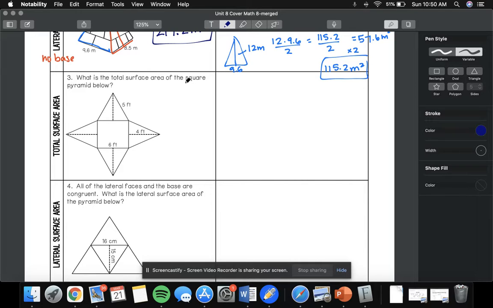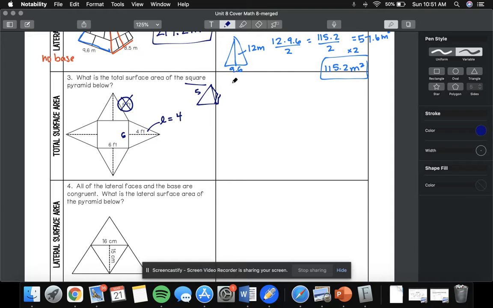All right, this one says, what is the total surface area of this square pyramid? So the base is a square, so that means that each side is 6. And it looks like the lateral height is 4. So if we think about this number right here, that's not very important for us to find the area of these shapes. So we actually don't even need the number 5 in this problem.